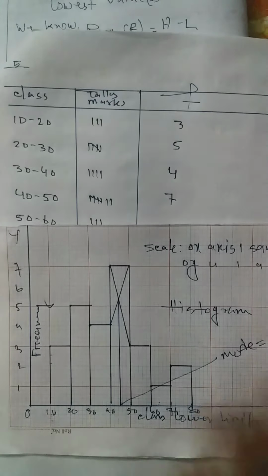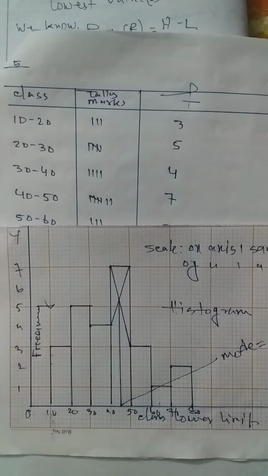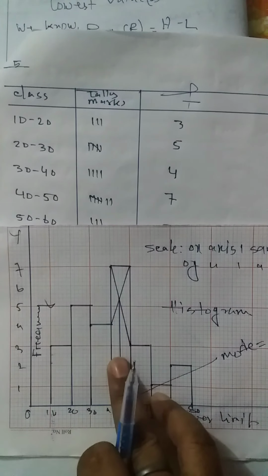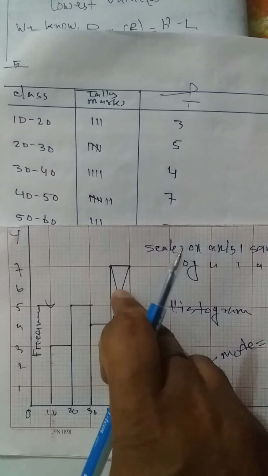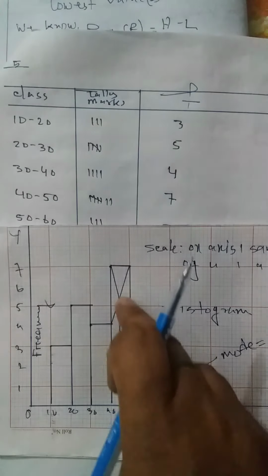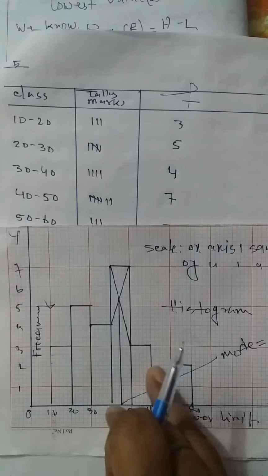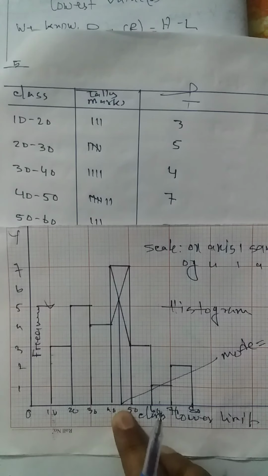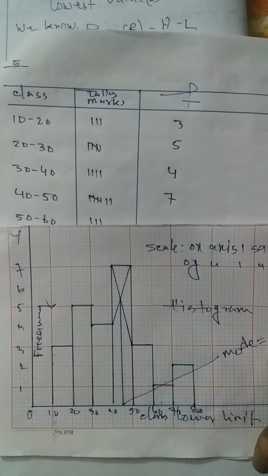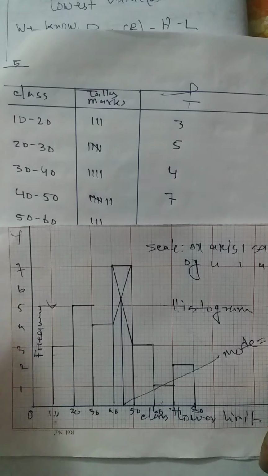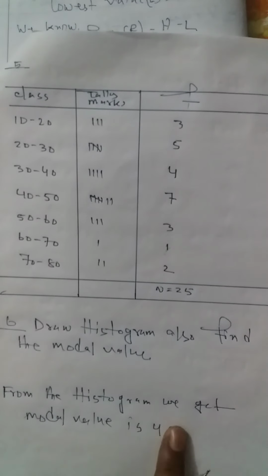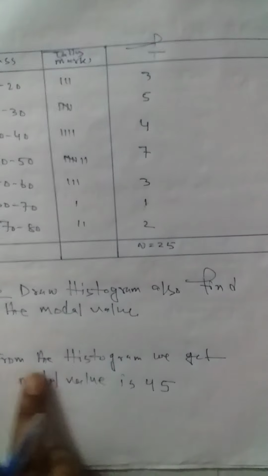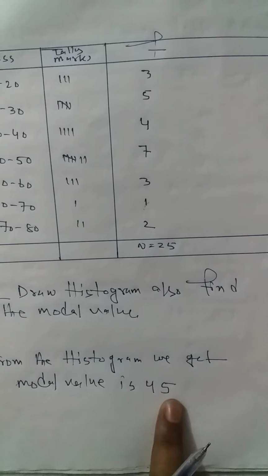This is the way to find the modal value from a histogram. At first draw the histogram, then find the highest bar, then cross the two lines, and the horizontal axis point where they cross is the calculated modal value. We write on the paper: from the histogram we get the modal value is 45.